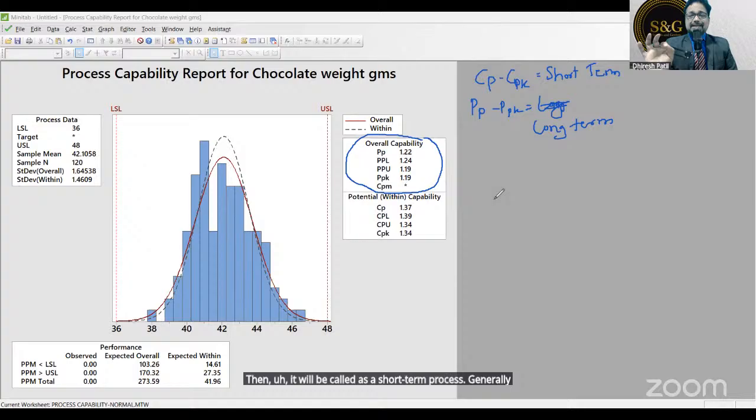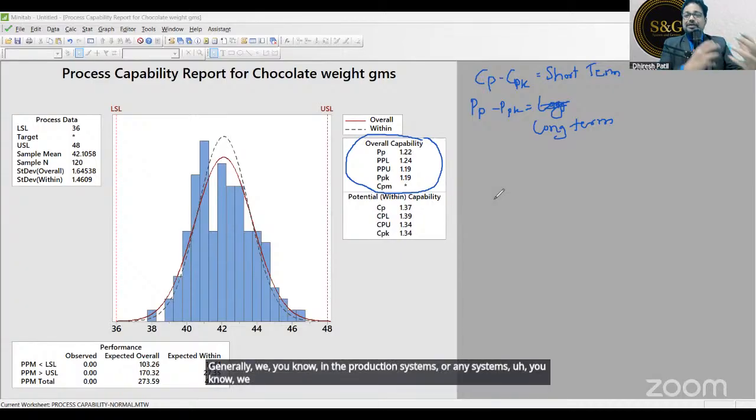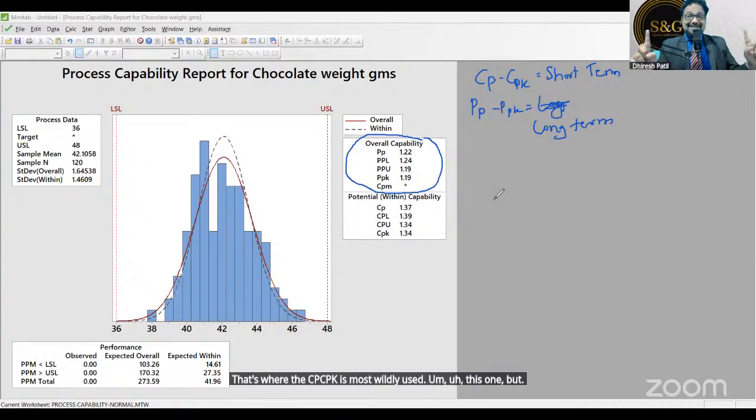Generally, CPK is calculated as a short-term because in the production systems or any systems, we immediately have to fix the problems and calculate what is the indicator. That's where the CPK is most widely used. But from the customer point of view, understand this. Customer is not interested in your CPK.